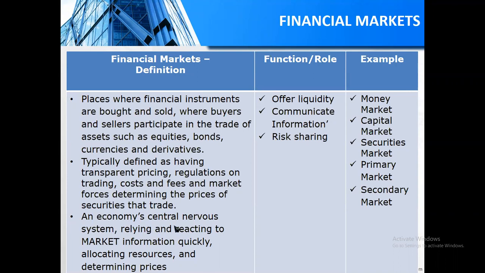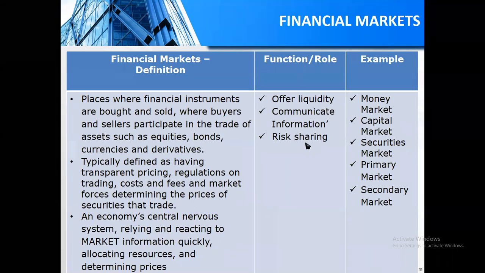Okay, so markets are an economy's central nervous system. Information is processed quickly in the market. Okay, and then investors would now know how to allocate resources, whether to put them in that stock, which ultimately determines the price of that stock. We go back again to the law of supply and demand. No? Okay, so the importance of markets: they offer liquidity. Okay, offer liquidity. Important too is communicating information, and there's this function of risk sharing. I'll explain this in greater detail as we move on. No? Examples of financial markets: money market, capital market, securities market, primary, secondary. We'll have other examples later on.